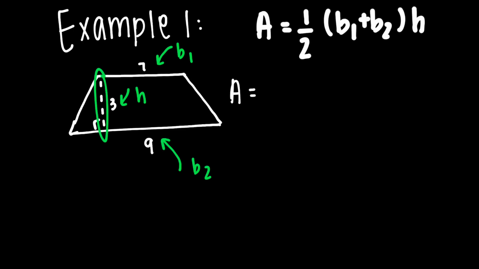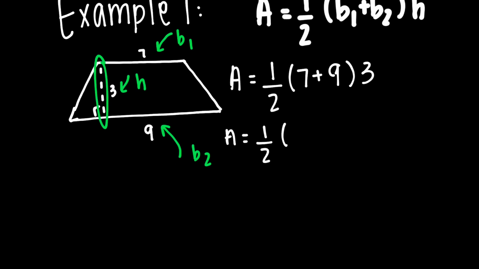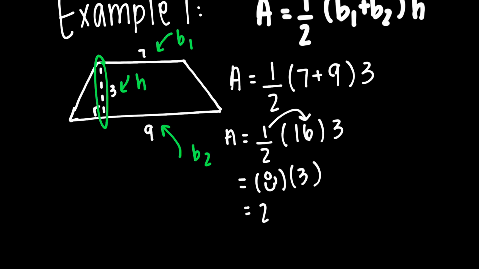So area is equal to 1/2 of my base 1 is 7 plus my base 2 is 9 times my height, which is 3. You do need to keep your PEMDAS in mind here. So 1/2, I'm going to do my parentheses first. 7 plus 9 gives me 16. And then I still have that times 3 on the outside. 1/2 times 16 is 8. And 8 times 3 gives me 24. So the area of my trapezoid here is 24.